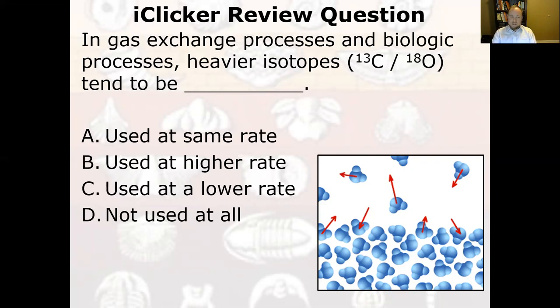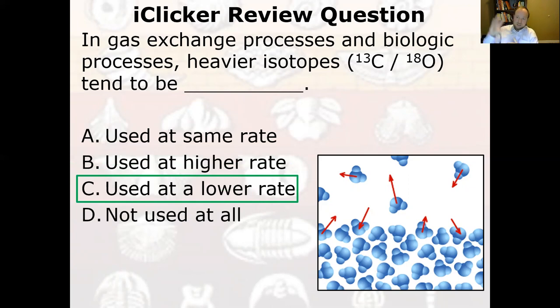5, 4, 3, 2, 1. They are used at a lower rate. So for example, in evaporation, the water containing the lighter oxygen molecules is preferentially evaporated, and it leaves the heavier oxygen molecules behind. So in warmer temperatures, when there's more evaporation, that heavy oxygen becomes concentrated in the seas. And the lighter carbon is concentrated in vegetation.